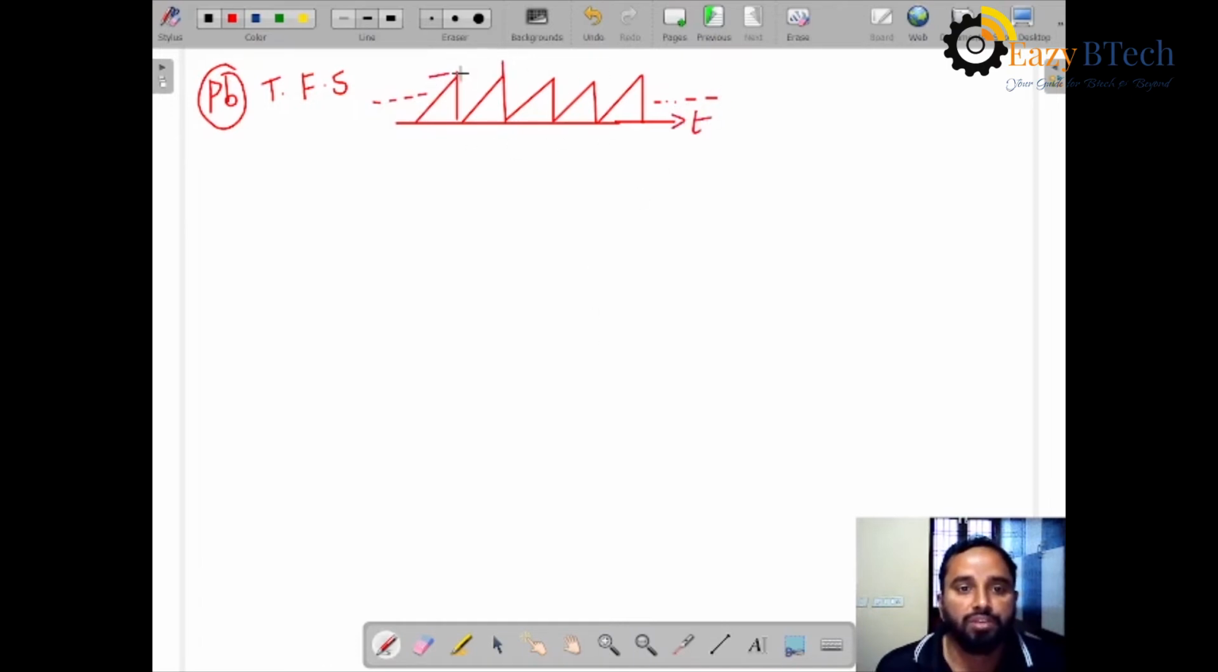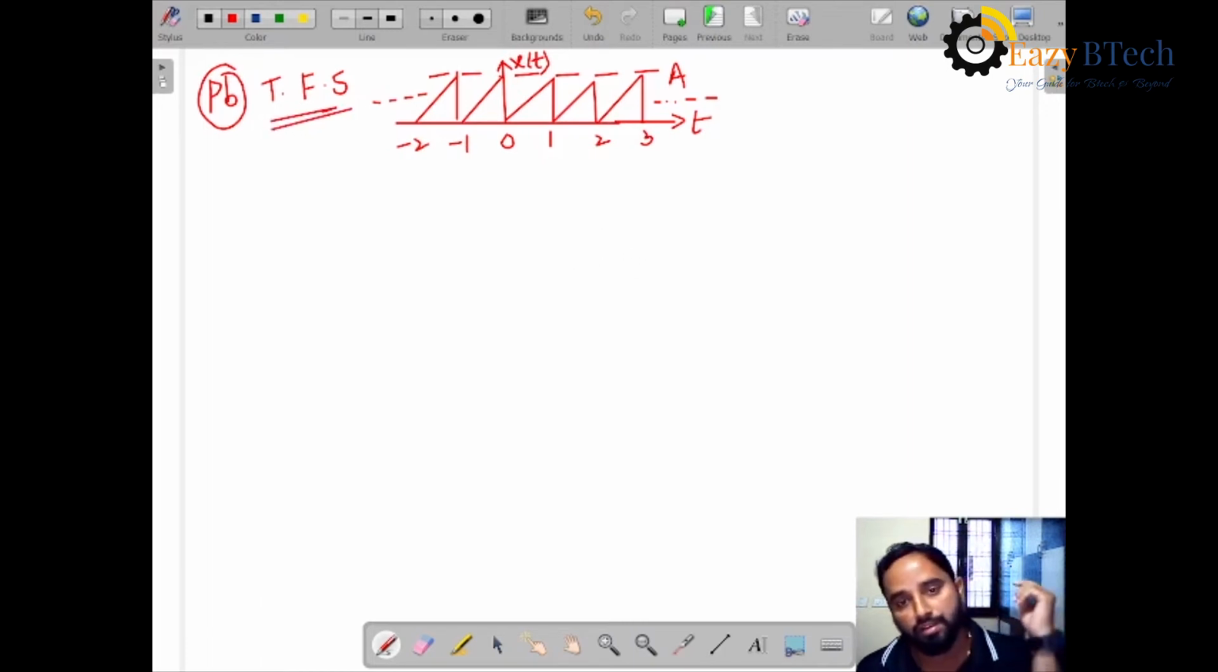So here the amplitude is A. This is called sawtooth waveform. The amplitude is A. Time values 0, 1, 2, 3, -1, -2, and the signal I am indicating as x of t. We want the trigonometric Fourier series for the given periodic signal.